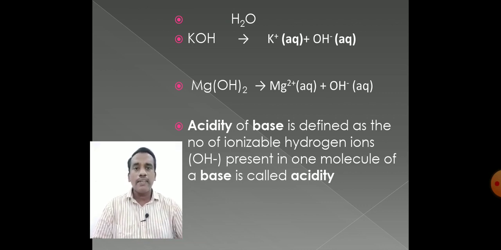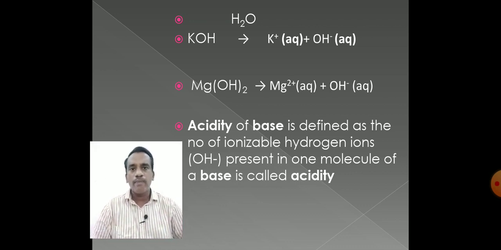Next example is magnesium hydroxide. Can you balance the equation here, children? Mg(OH)2 gives rise to Mg 2 plus. Magnesium is a divalent ion, 2 plus ion. And OH minus. In the bracket on the reactant side we had 2, but I didn't balance it here. It's your work to balance. How many hydroxide ions will be generated here? 2 hydroxide ions will be generated.